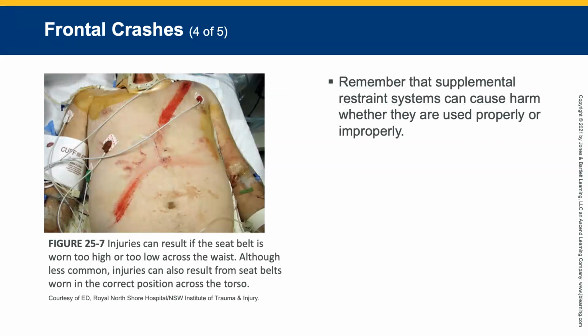Here's a picture of the supplemental restraints. You can see that the seatbelt did do its job, but it did cause a lot of injuries. Remember that supplemental restraints can cause harm whether they are used properly or improperly. Hip dislocations may result if the seatbelts are worn too low. Internal injuries can happen when the seatbelt is worn too high. Lumbar spine fractures are also possible, particularly in children and older patients.